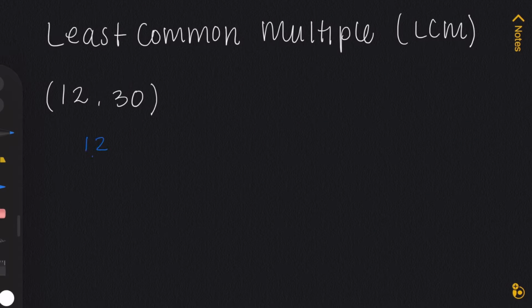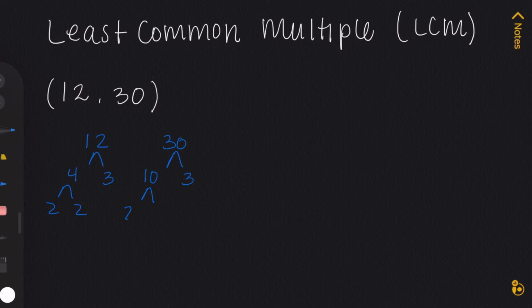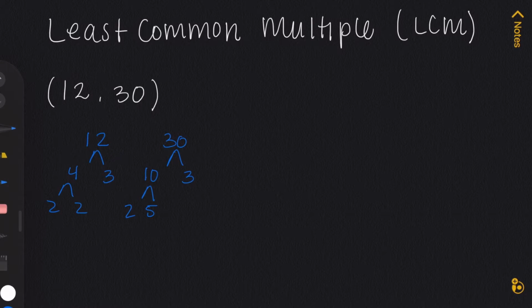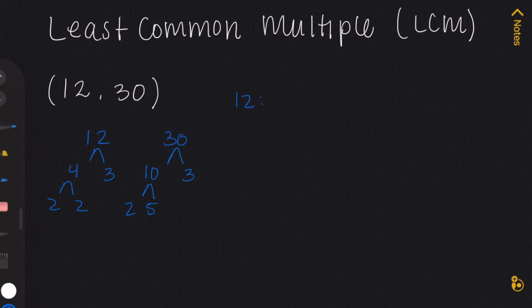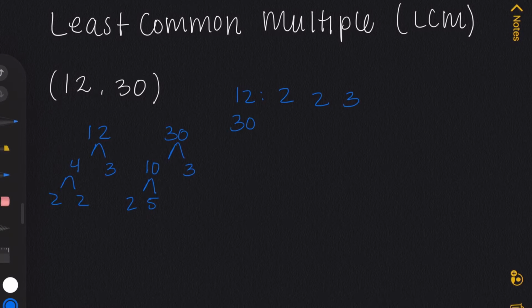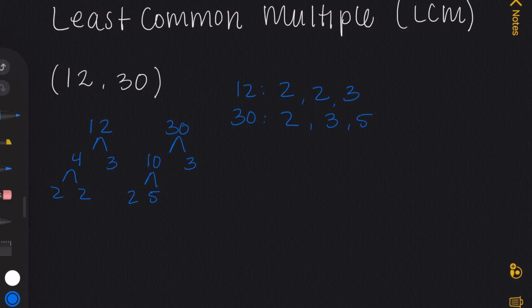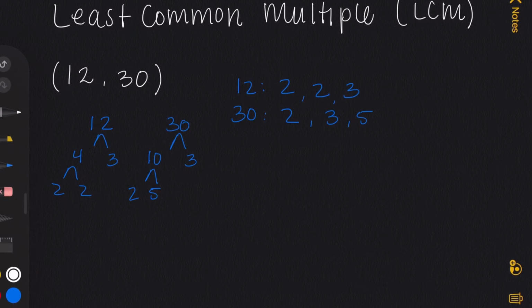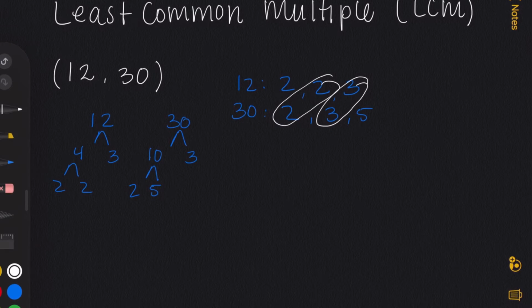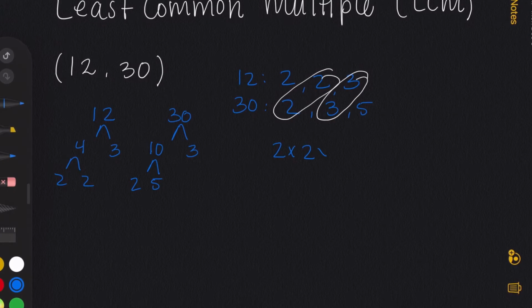Now we will be doing the least common multiple for 12 and 30. Again, we will be doing a factor tree and then listing out the factors and grouping any vertical similar factors. So in this case, we have one group of 2 and one group of 3. So we would multiply 2 times 2 times 3 times 5.